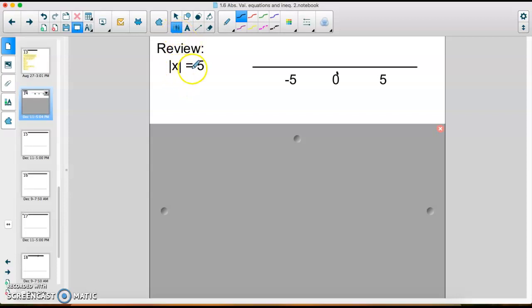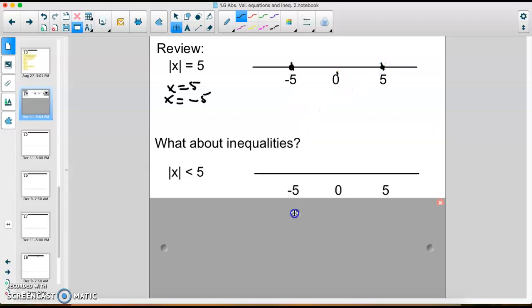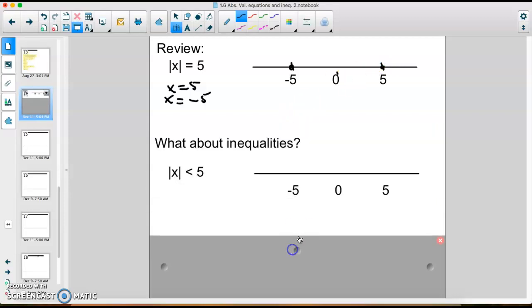If the absolute value of x equals 5, then we know that x could either be 5 or it could be negative 5, right? And so when we graph that, it's super easy because we just have dots here because it's equal to. Okay, well now today we're going to work with inequalities.